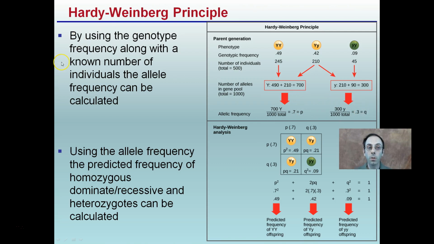So by using genotype frequencies along with the known number of individuals, allele frequencies can be calculated, and using the allele frequencies here, predicted frequencies of homozygous dominant, recessive, and heterozygotes can be calculated. Remember, we want to start with the recessive because we know what those are. If we start with the phenotype here, we don't know if we're dealing with the homozygous dominant or the heterozygotes, but once we have the recessive, we know p plus q equals 1, and from there we can start to solve our equation and calculate the dominant phenotypes, what the exact genotypes are for those.